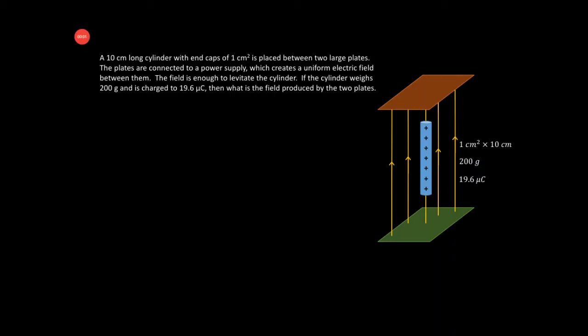Alright, for the first example, I want to look at this blue cylinder here. What I'm going to do is put it in an electric field here. You can see the electric field lines coming up like that, right? They're coming up here. So the electric field is going from the positive charge to the negative charge.